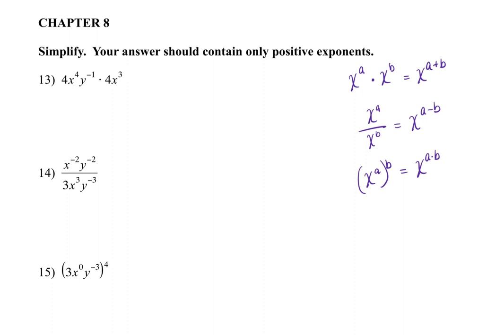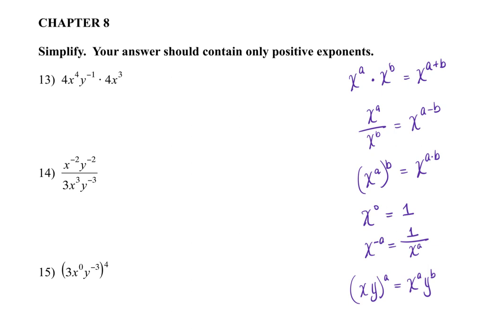And then a couple of special ones. Anything to the 0 power is just the number 1. And anything to a negative power just puts it in the denominator. We do have a couple things like when you have a group to a power, then everything inside the group is also to the power.